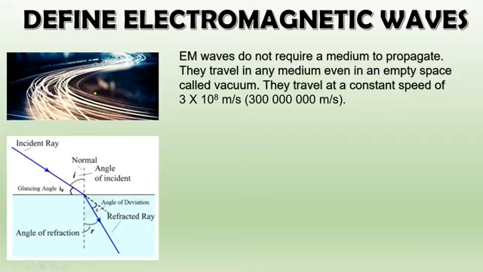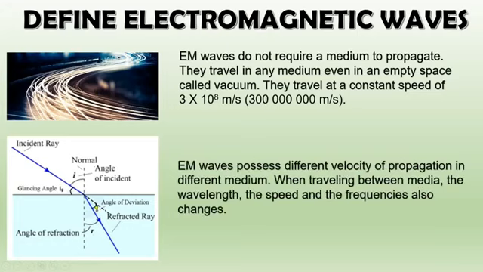Electromagnetic waves do not require a medium to propagate. Medium refers to solid, liquid, or gas particles. They travel in any medium, even in an empty space called a vacuum. So in a vacuum, there is no presence of any matter. They travel at a constant speed of 3 times 10 raised to the 8th power meters per second, or 300 million meters per second.